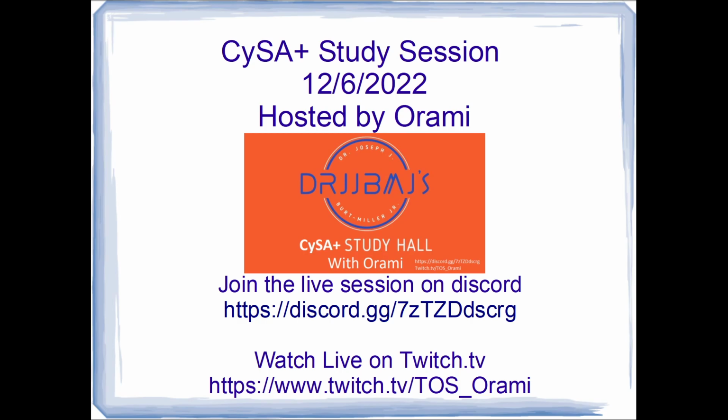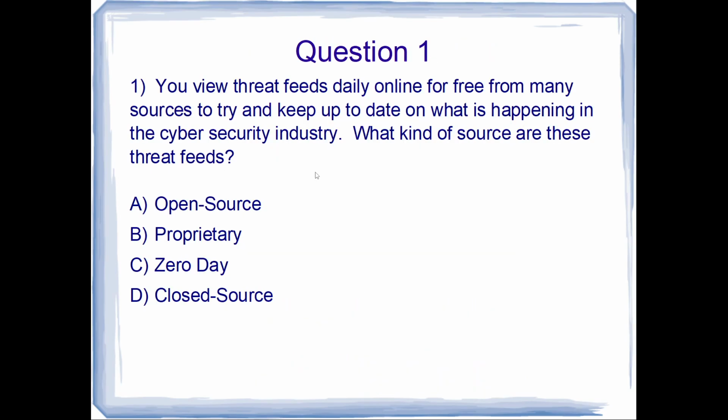All right, so let's look at question number 1. You view threat feeds daily online for free from many sources and try to keep up to date on what is happening in the cybersecurity industry. What kind of source are these threat feeds? Are they open source, proprietary, zero-day, or closed source?